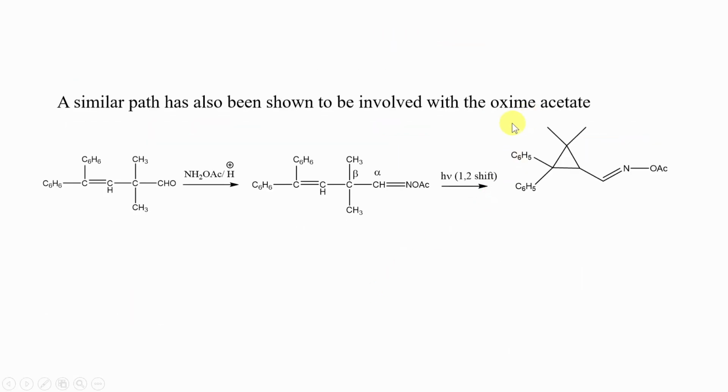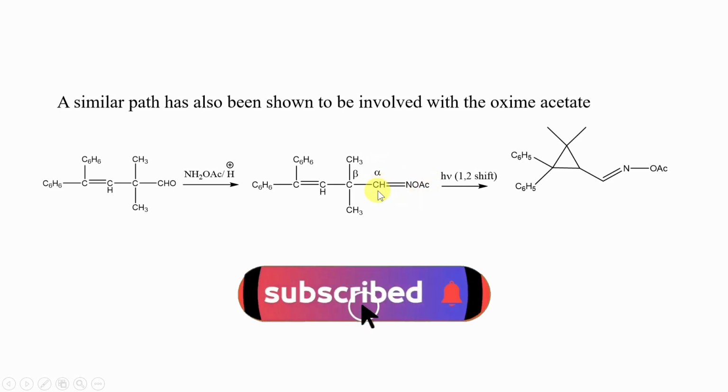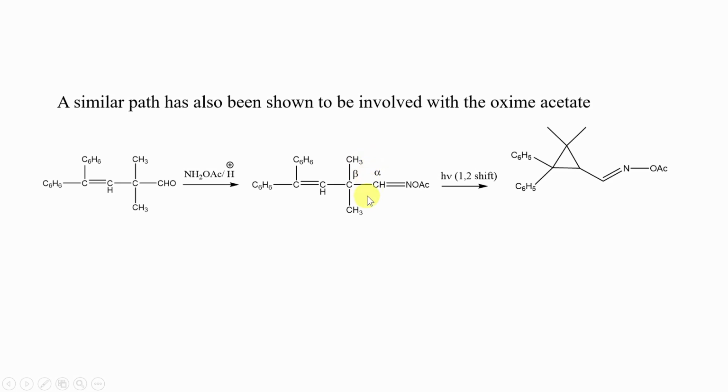Okay, if you use oxime acetate, it reacts with this aldehyde, forming imine acetate. This imine acetate, the same type of reaction takes place as in the previous case. Upon irradiation, a 1,2 shift of this imine acetate group takes place, and so bond rupture, alpha cleavage, takes place here, and this imine acetate group shifts from this first carbon atom to the second carbon atom, forming this cyclopropyl derivative as in the previous case.